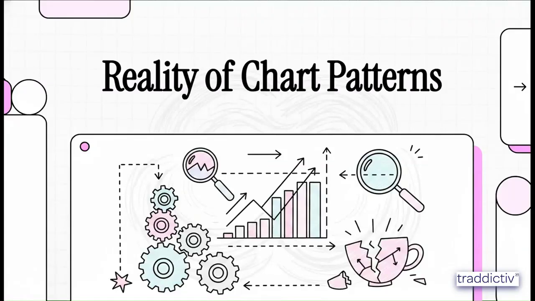All right, welcome to this explainer. Today, we're diving deep into the reality of chart patterns and uncovering the actual market mechanics behind them. You know that feeling when you're staring at a price chart and it kind of feels like you're trying to read tea leaves? Yeah, you are absolutely not alone. So today, we're going to tear down all that complex jargon, look under the hood of the market, and figure out the real, mechanical reasons why price moves exactly the way it does.